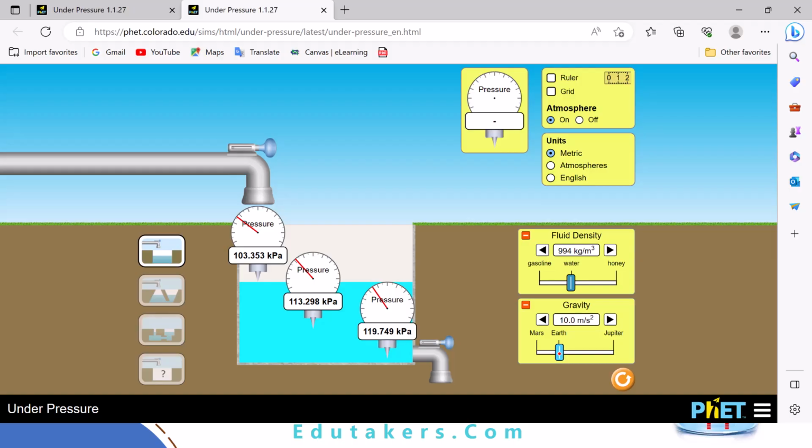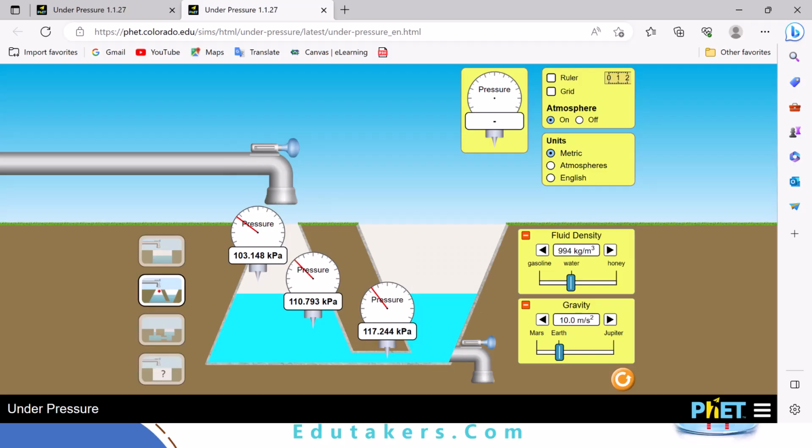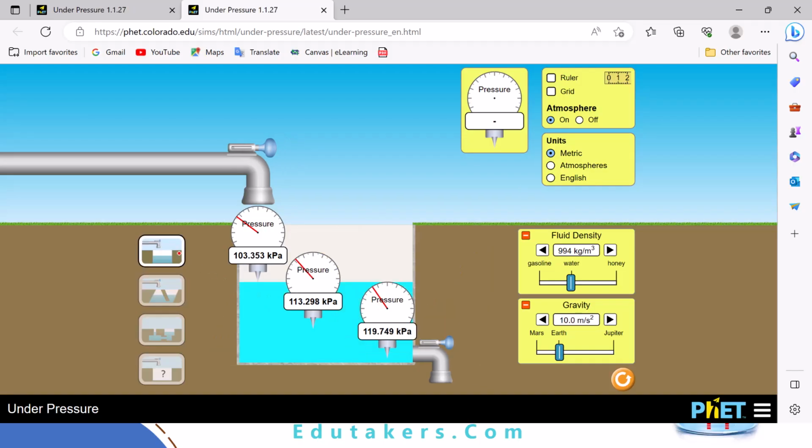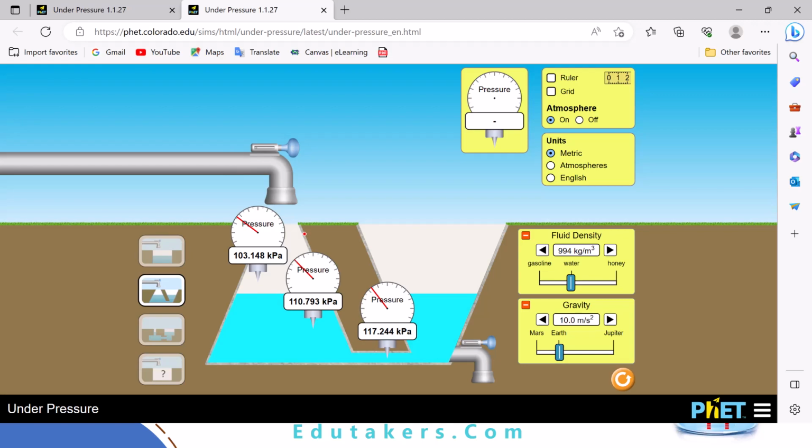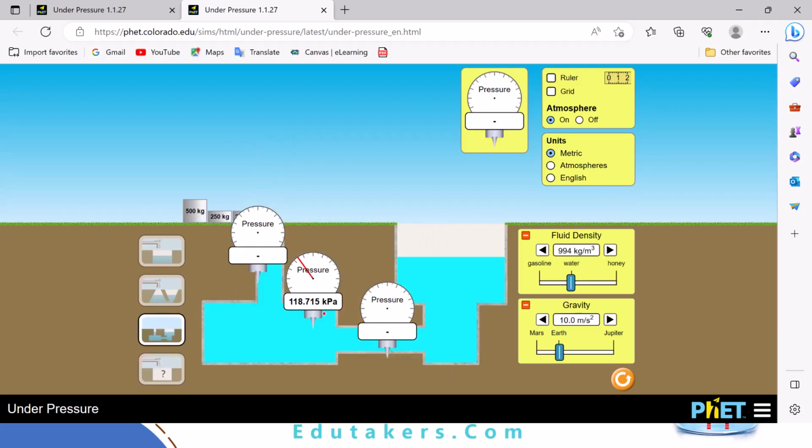gravitational field strength. After that, we can also observe here that the pressure is independent of the shape of the container. See here. First of all, I consider this shape. Note the pressure values. Now I am going to change the shape of this container. The values of the pressure remain the same. If I consider another shape, the values of the pressure remain the same.